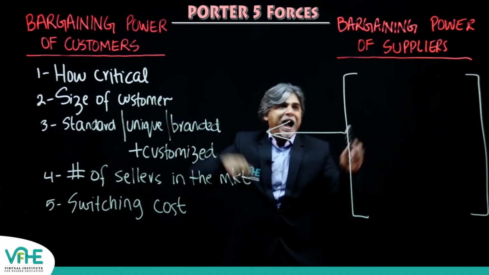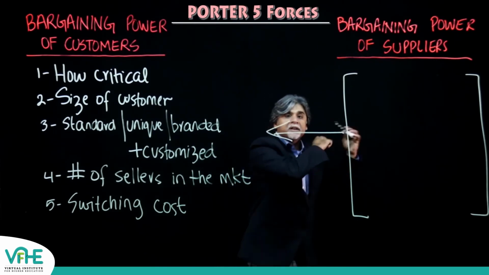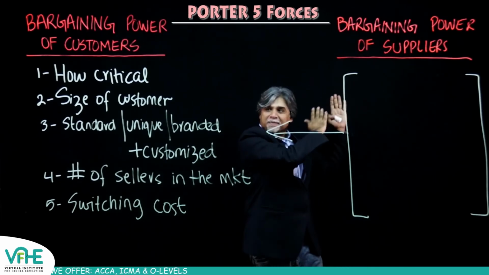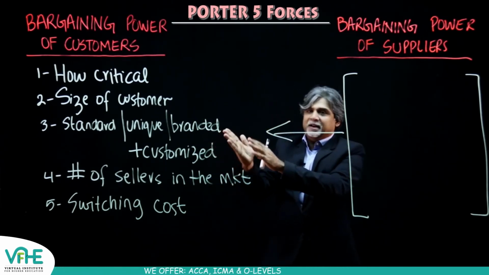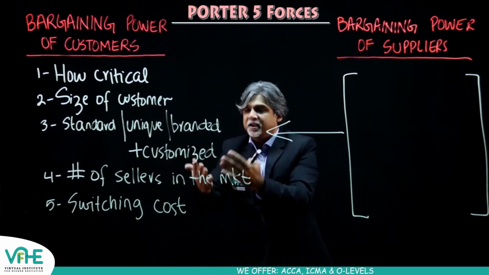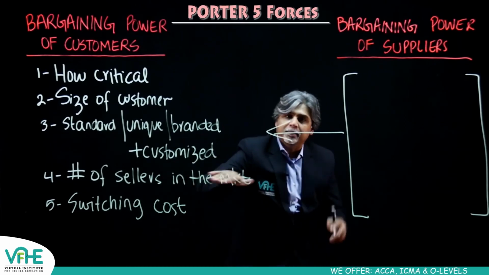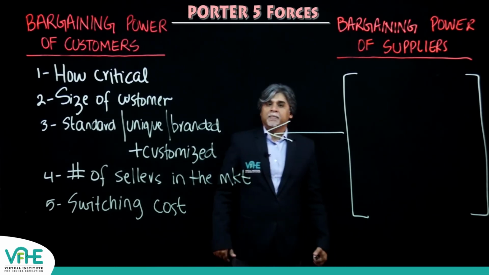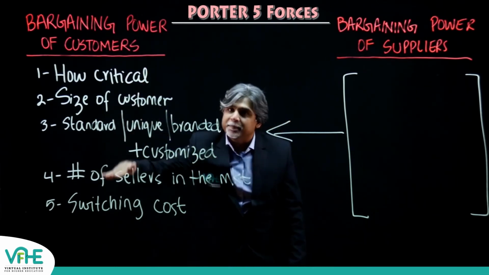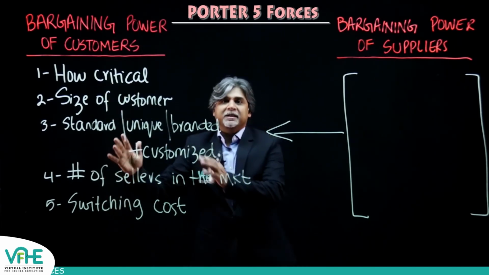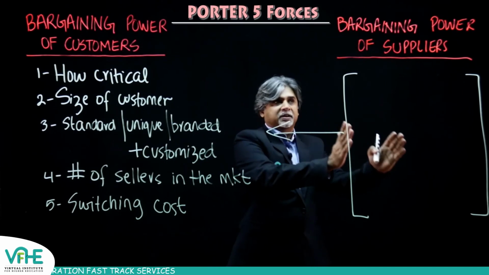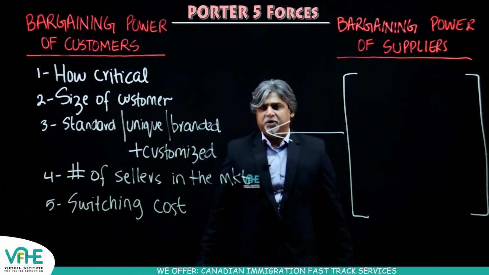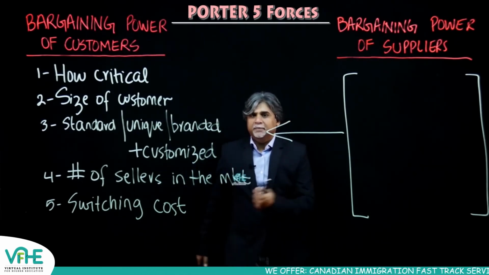So I will say, how critical is the raw material to me? What is my size versus the size of my vendor? Whether the raw material is standard or unique or branded or customized. How many suppliers are there in the market? Are there any switching costs? So if you guys are able to remember these few points, you can exactly replicate these points under bargaining power of suppliers as well, but just from the opposite side, because you are now wearing the hat of a customer.